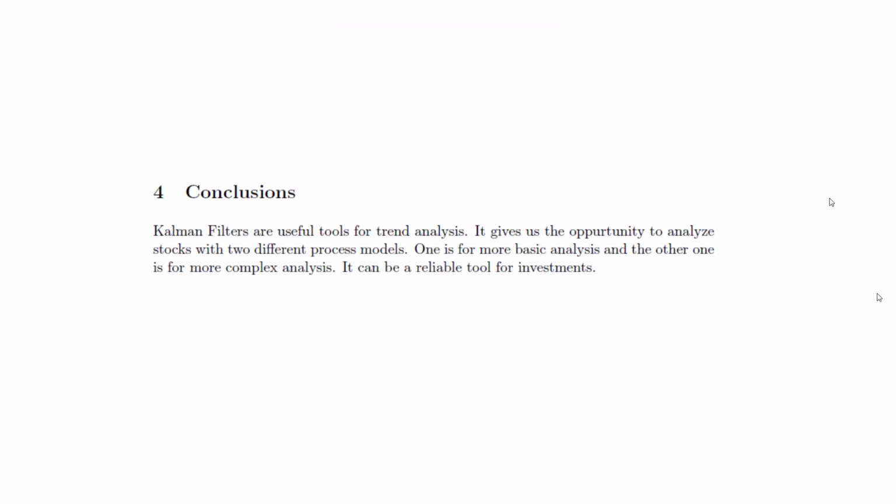So in conclusion, we can say that Kalman filters are really useful for trend analysis, and you have to choose from two different process models. If you are trying to analyze a more basic structure, you can use GBM as your process model. And if you are working with a more complex one, you can use ARIMA. So in conclusion, we think that it is a really reliable tool for our investments.